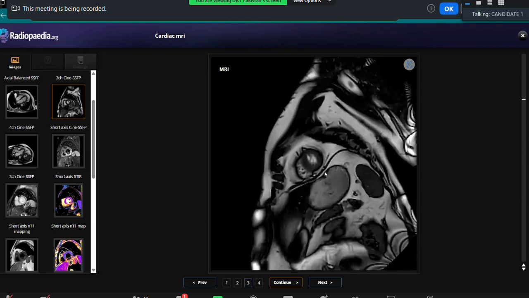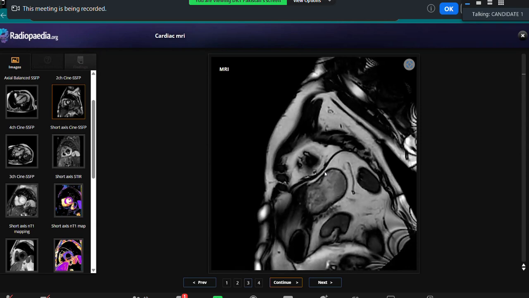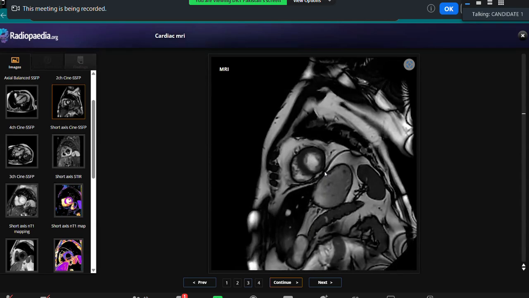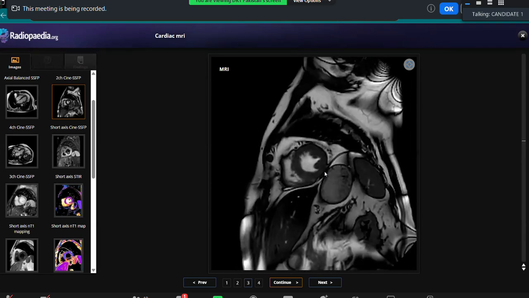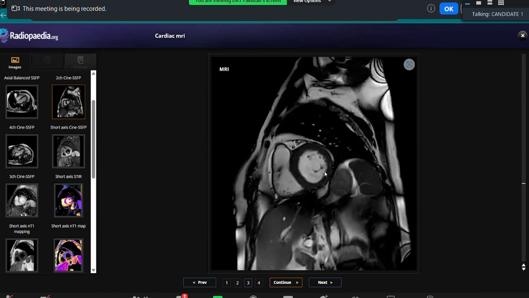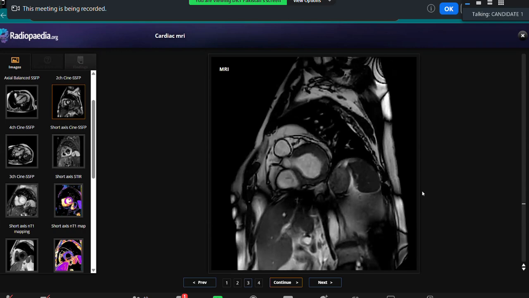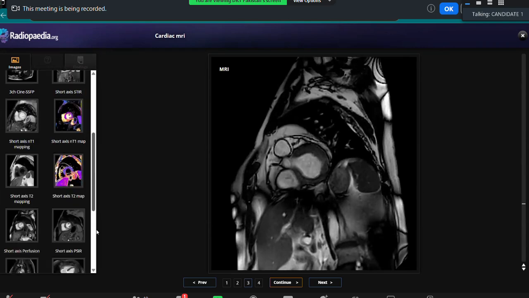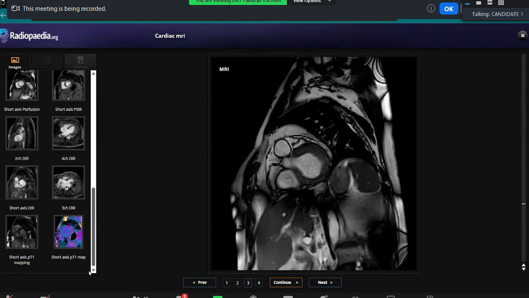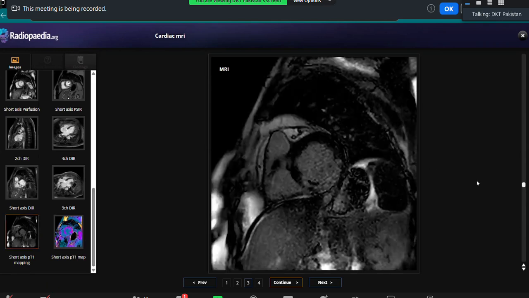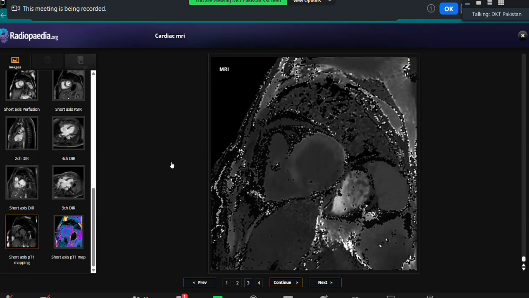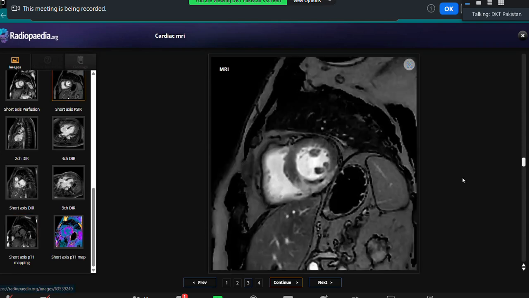Yes, sir, and also it appears relatively reduced in thickness as compared to the other walls. So there is hypokinesia as well as reduced thickness, and some signal abnormality is also detected. So I need to confirm it on the post-gadolinium late phase as well as the STIR sequence. Okay, this is the post gadolinium. No, I think it's T1 mapping. Sorry. Yes, I think this is.